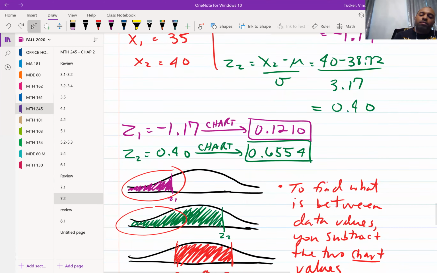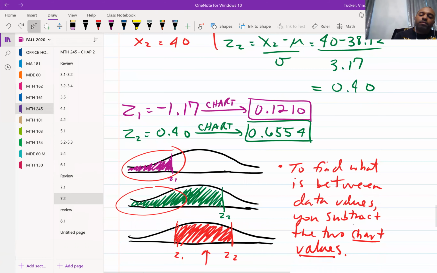Okay, scroll up. All right. So to find out what is between the data values, you're going to have to subtract them from each other. And this is the reason why. Just giving you the diagram right here. You know, you always get what is less than in both cases.